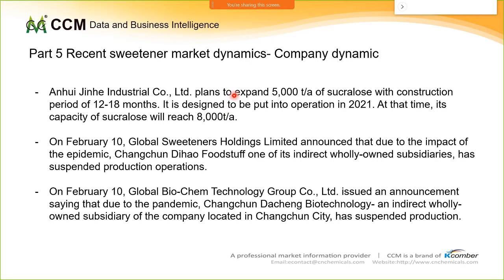Anhui Jinhe plans to expand by 5,000 tons per year of sucrose, with a construction period of 12 to 18 months. It is designed to be put into operation in 2021, and at that time, its capacity of sucrose will reach 8,000 tons per year.